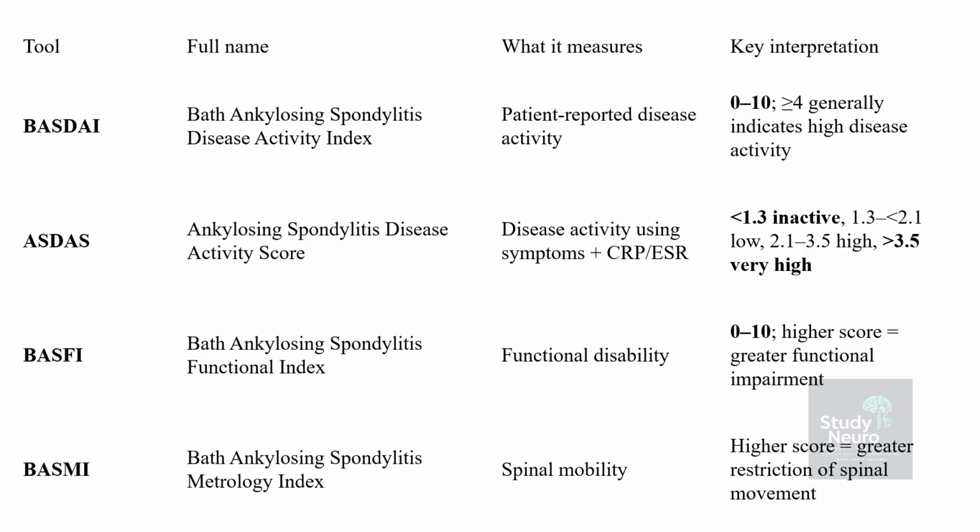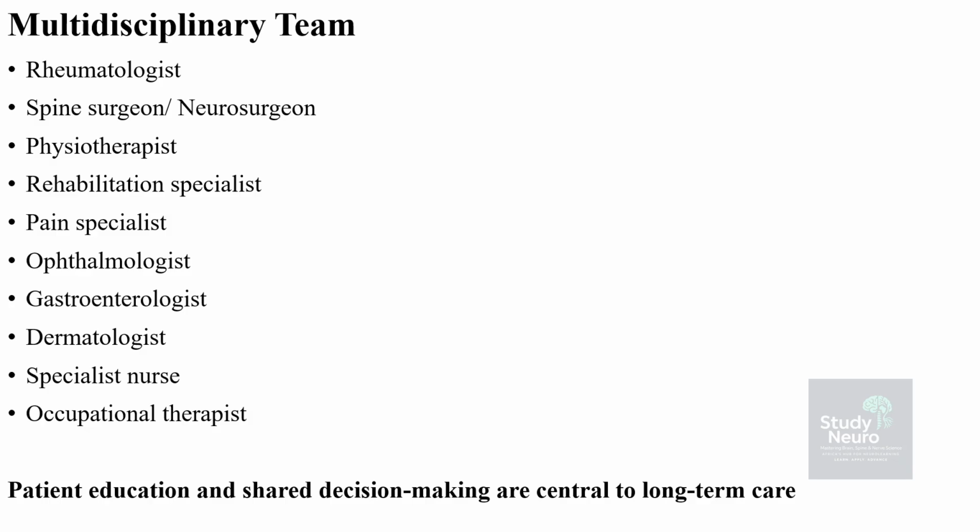Function is assessed with the Bath Ankylosing Spondylitis Functional Index, or BASFI, which also ranges from 0 to 10, with higher scores indicating greater difficulty with daily activities. The Bath Ankylosing Spondylitis Metrology Index, or BASMI, focuses on spinal mobility, where higher scores indicate greater restriction of movement. Together, these tools provide a broader assessment of disease activity, functional impact, and spinal limitation. That is the key point.